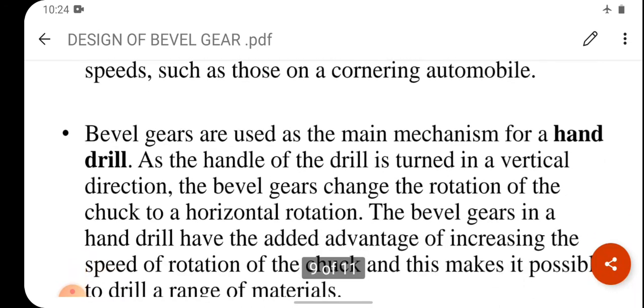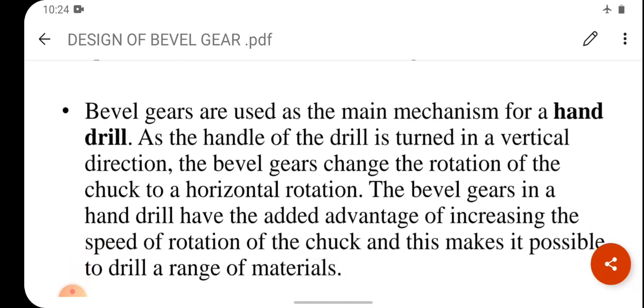Now bevel gears are used as the main mechanism for hand drills. Another example, which I discussed last, is the first example of bevel gears, which is a common and very important application. Also you can see this type of example in oil mills and different machine applications. So this is the common example I have taken to explain the concept of bevel gear or differential drive. In differential drive bevel gears are used.